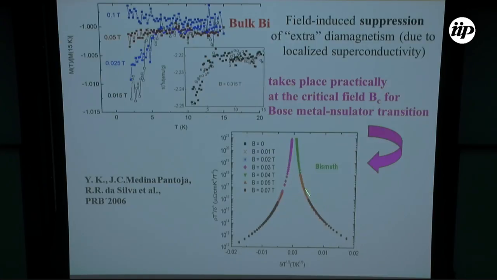And the scaling, once again, Bose metal-like, proposed by Das and Doniach. And you see the losing of this diamagnetic activity with field, and the critical field roughly coincides with the critical field for bismuth, which is around 500 Oersted.